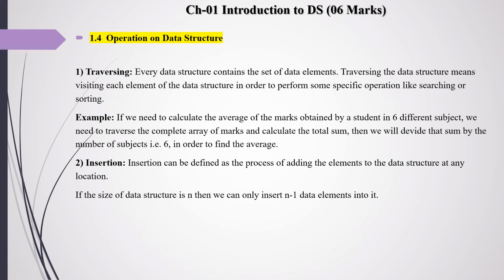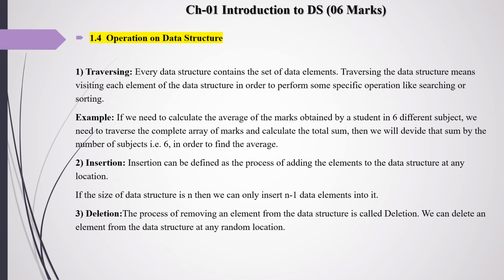If the size of the data structure is n, then we can only insert n minus 1 data elements into it. The next operation is deletion. The process of removing an element from the data structure is called deletion. We can delete an element from the data structure at any random location. So simply, deletion means removing or deleting an element from the data structure. If we try to delete an element from an empty data structure, then underflow occurs. So if the stack or any data structure is already empty, then we cannot perform the deletion operation.